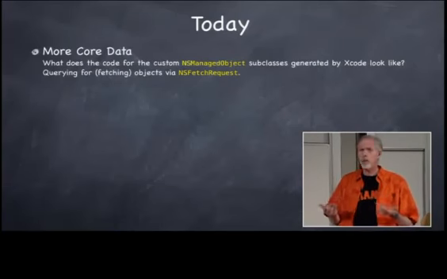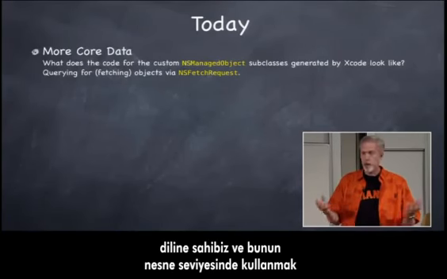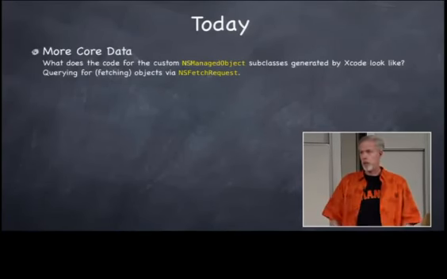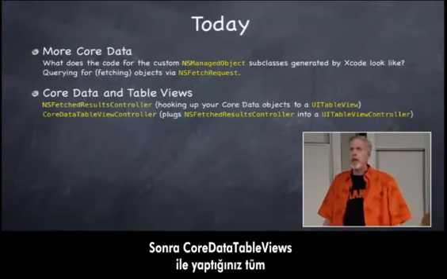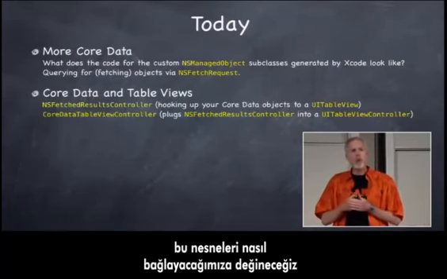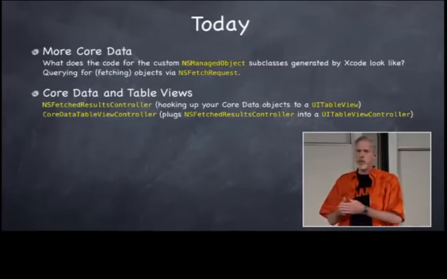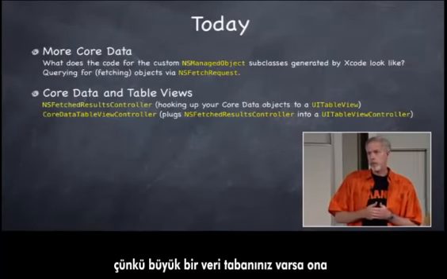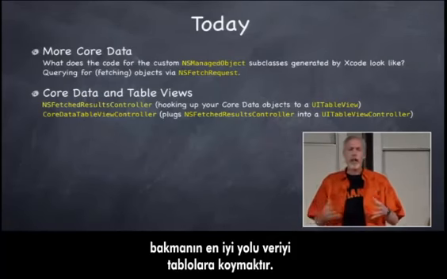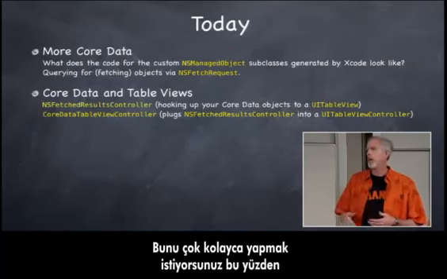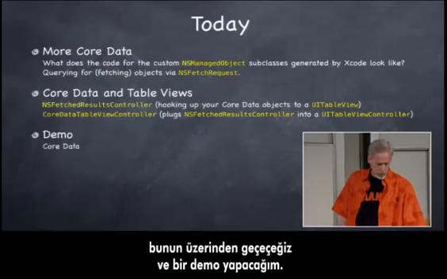You want to query them, and because we've got this underlying nice database and query language, we want to be able to use it at the object level. So we're going to talk about how to do that. Then we're going to get into how to hook up Core Data, all these objects that you build, with table views. Because obviously if you have a huge database, a really great way to look at it is to put the data into tables. You want to make that really easy, so we're going to go through that.